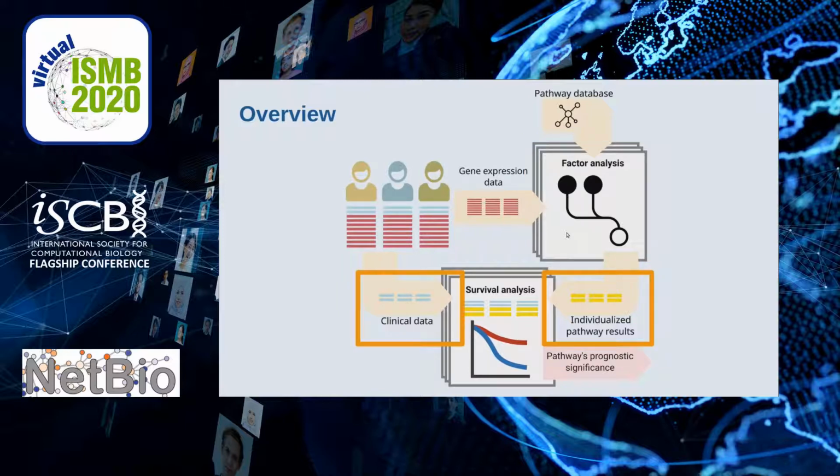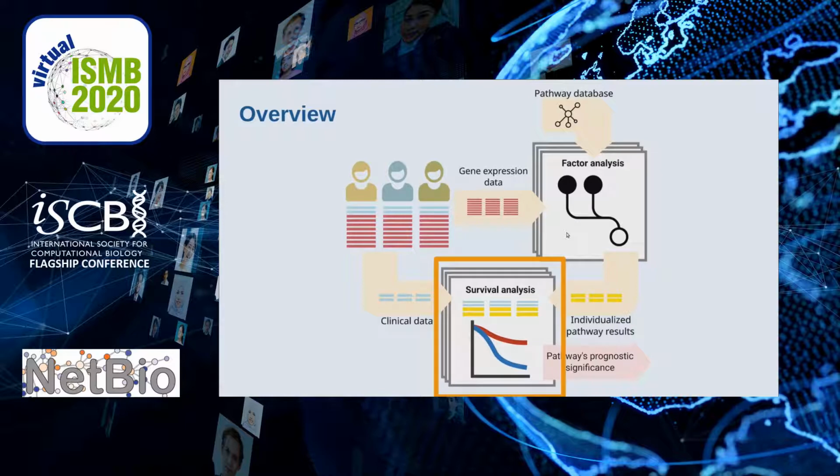Then, having the individualized pathway results for each pathway and the clinical data, we combine both in our survival analysis step. Here, we perform a Cox regression by regressing on the individualized pathway results and the clinical data for each pathway separately. That is, for each pathway, we input the individualized pathway results of every sample against the survival data we have from the clinical information for the same samples and get our results.